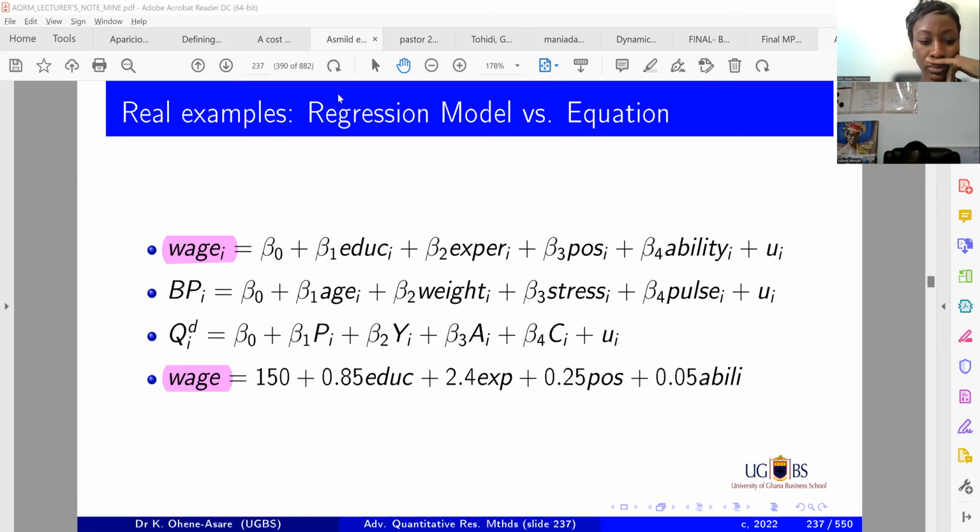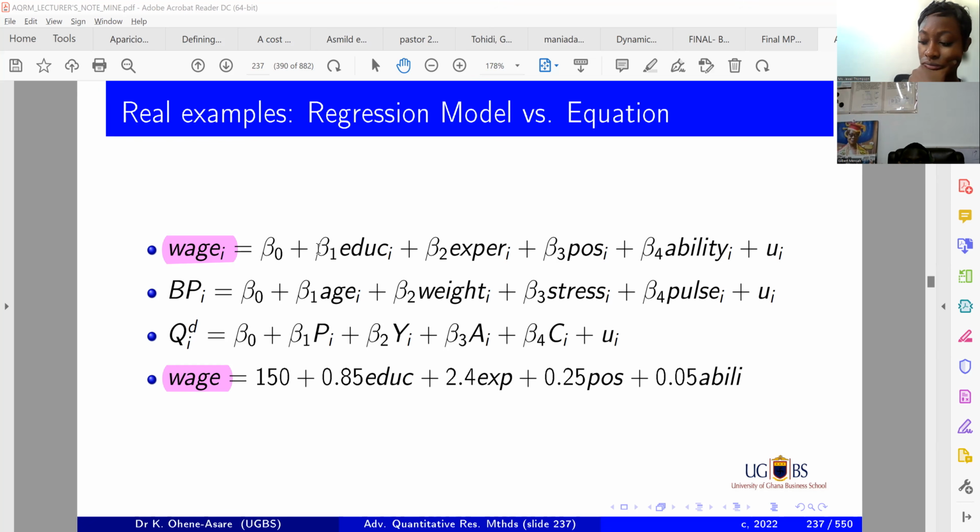So the two main differences are the values of the coefficients are in the estimate, and the error goes to 0 in the estimate. Excellent, excellent. So ladies and gentlemen, the difference between the regression model and the estimated equation is that in the estimated equation, the beta parameters are replaced with numerical coefficients.